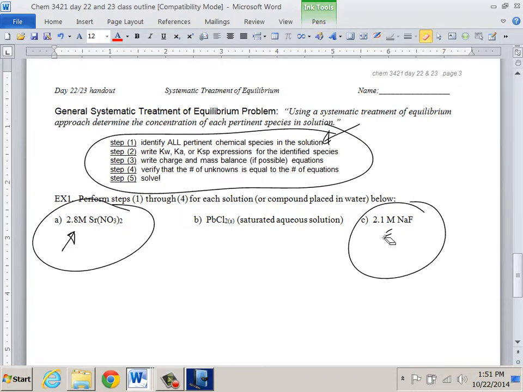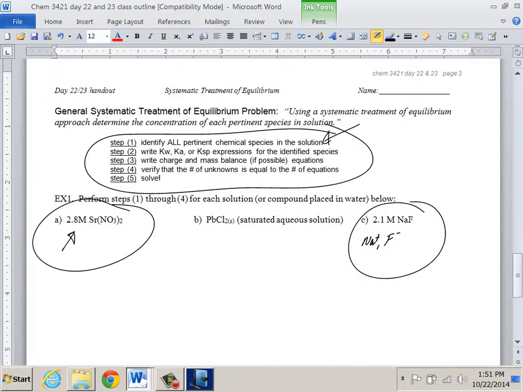No, don't write NaF. And we talked about why. So you'd have Na+ and you have F-. And then you just probably went on to the next step, unless you've worked a bunch of these. And then you say, oh, can I write any KW? No. Can I write any KA? No. Oh, but I can write a KB.